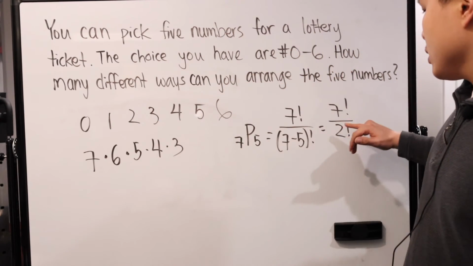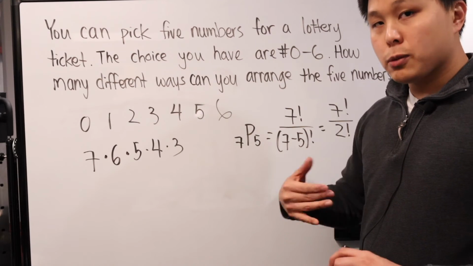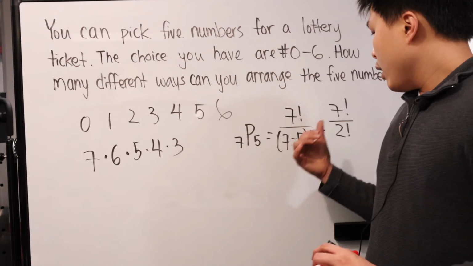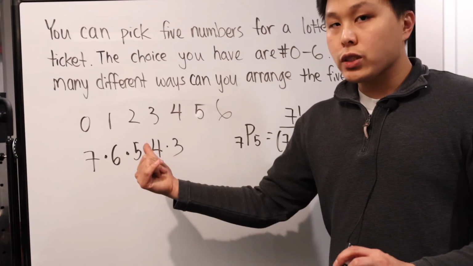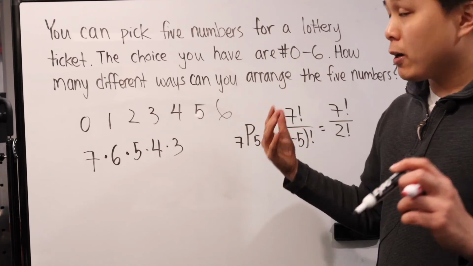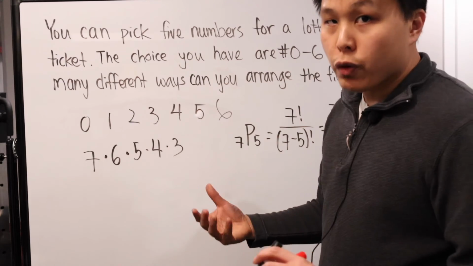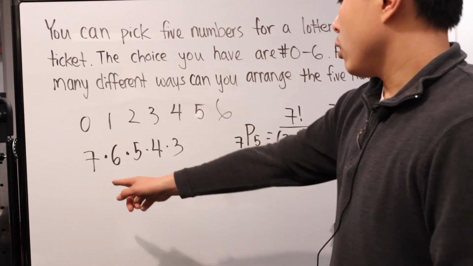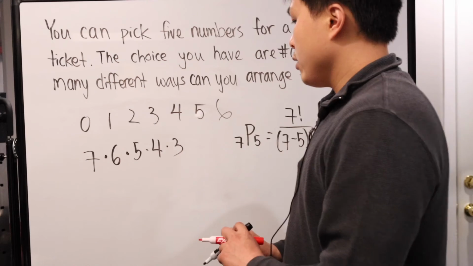The dividing by 2 factorial is basically the combination of the 2 numbers. So out of the combination of all 7, I'm getting rid of the combination of only the 2 numbers that I don't want, that I don't care about. And whatever's left over is basically the different ways I can rearrange those 5 numbers. So this one's easier, right?